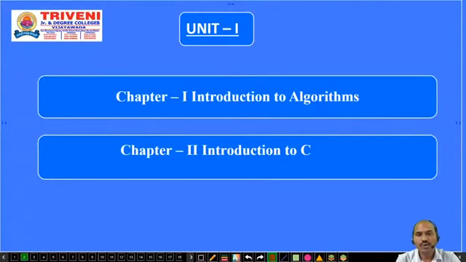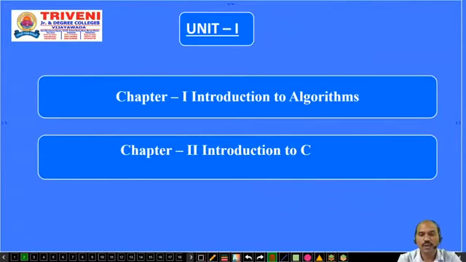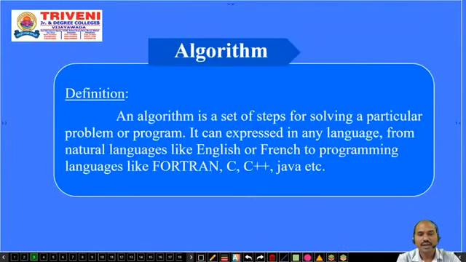First of all, when we write any program, for example, we go to the first step, that is step 1, where we give the first instruction. That instruction will be executed first, and then we go to the second instruction. Likewise, step by step instructions are executed for a particular task, problem or program. That is what we call an algorithm. This is the definition of the algorithm.